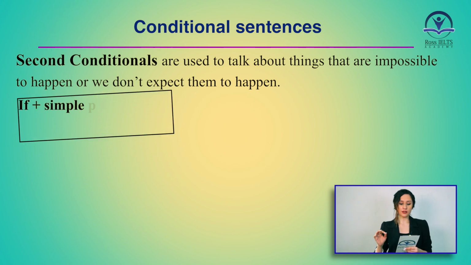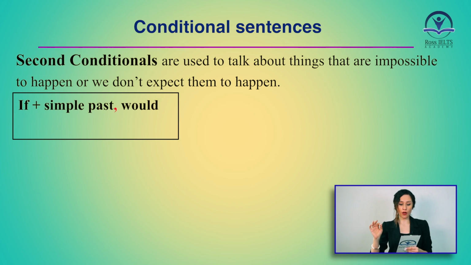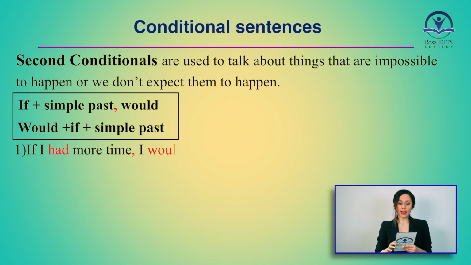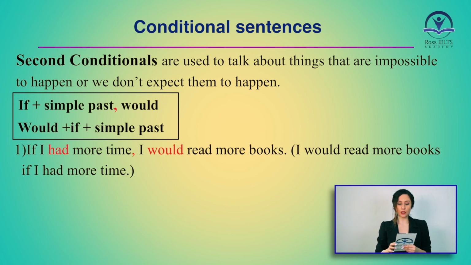If plus simple past, comma, would. Or would plus if plus simple past. You can change the order. For example, if I had more time, I would read more books. Or I would read more books if I had more time.